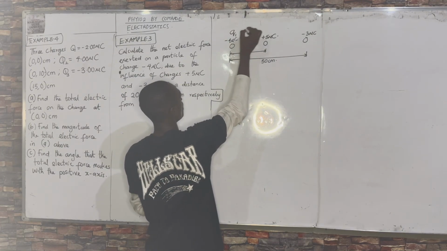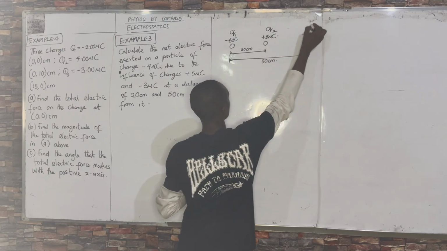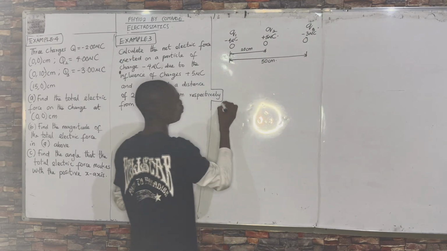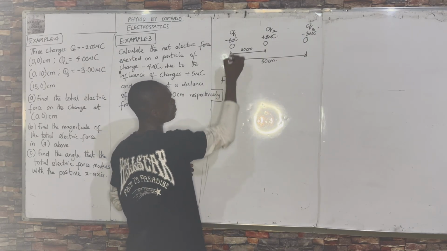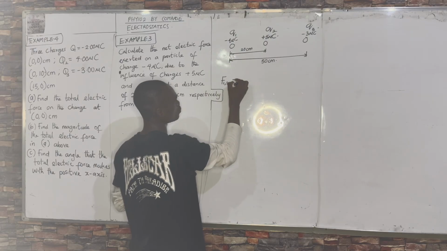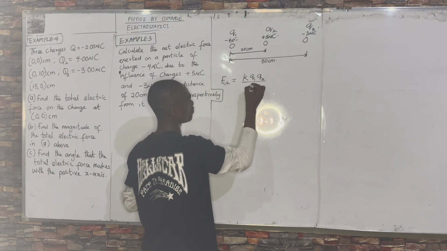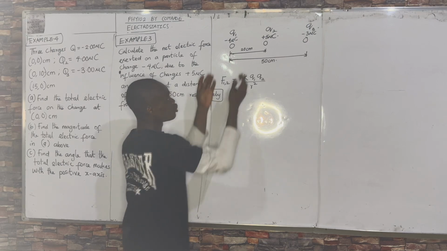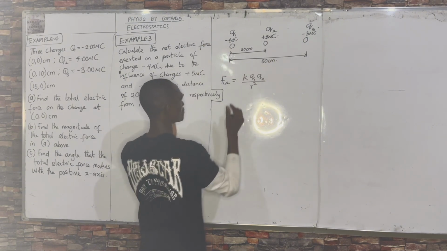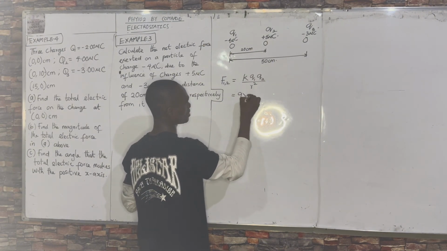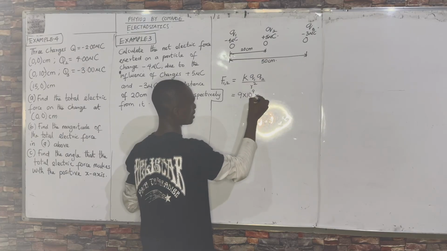Let's call this Q1, let's call this Q2, let's call this Q3. So we want to look at the force between 1 and 2. It becomes K Q1 Q2 over R squared, Coulomb's law, right? Just focus on these two, you get. So what is K? 9 times 10 raised to power 9 times what is Q1?